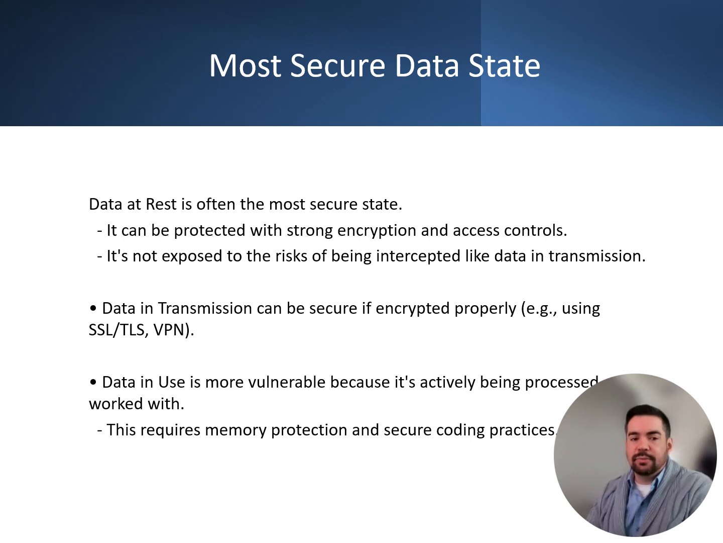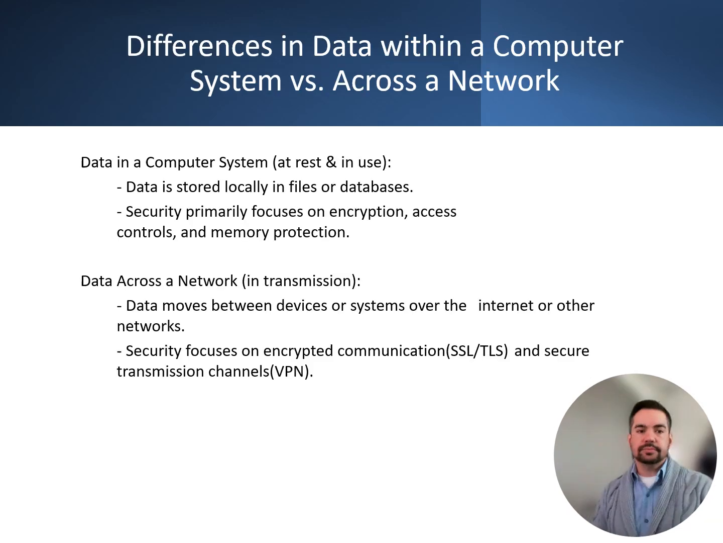Data in use is the most vulnerable state because it's being processed and worked with, so extra measures like memory protection and secure coding are needed. For this slide, I will explain the key differences between data stored in a computer system and data moving across the network. Data in a computer system is secured using methods like encryption and access control to protect local files and databases. In contrast, data across the network requires additional protections like encryption and secure communication channels to ensure the data remains safe as it moves between devices or systems.